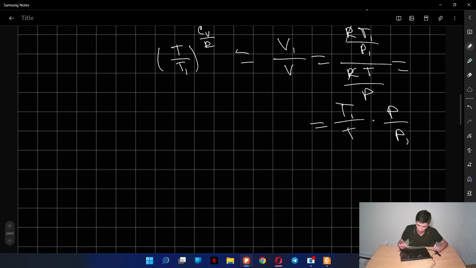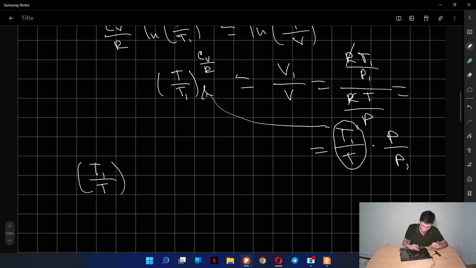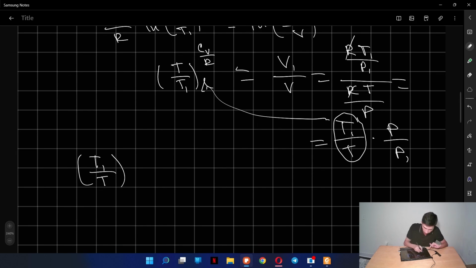And what I can do is move this to this part of our equation, right? And when I shift it here, it's going to be the opposite. So we have 1 added to the power. It's going to be equal to pressure over initial pressure.